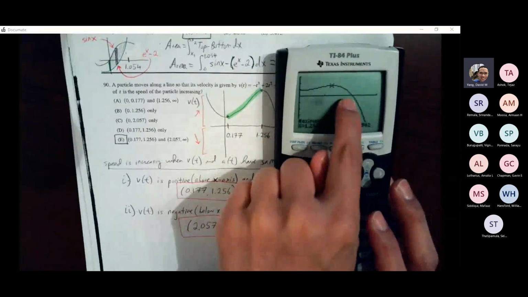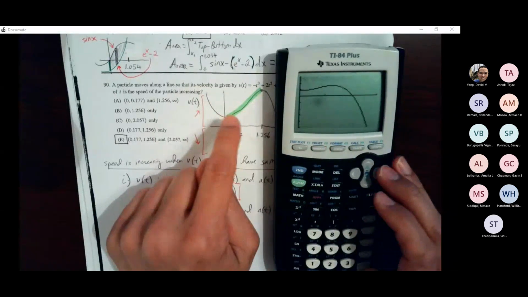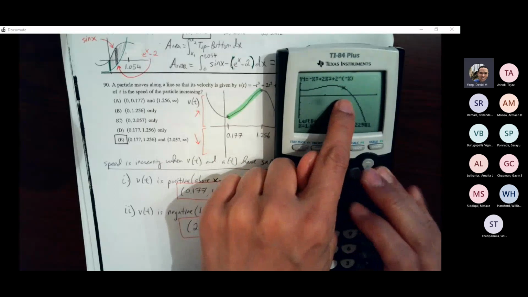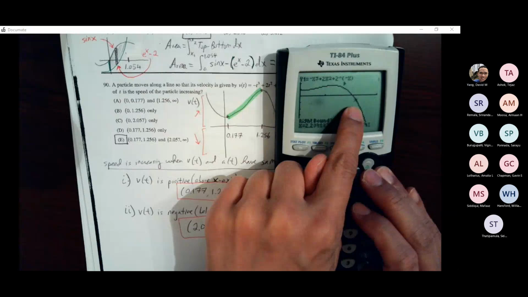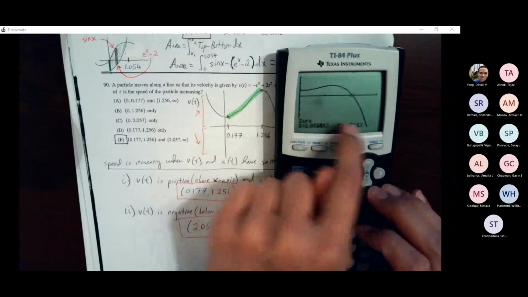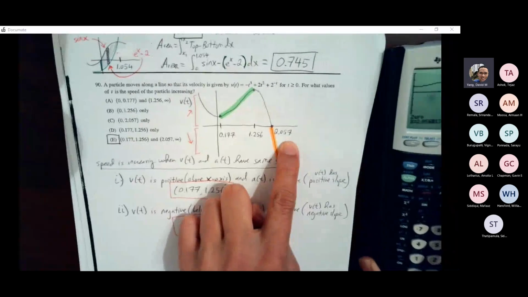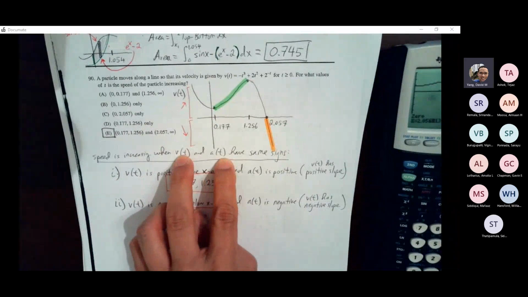And I also need to find the x-intercept. So x-intercept, second trace, 0. Pick a point to the left, hit enter. Pick a point to the right, hit enter. 2.056 or 2.057. Okay, so speed is increasing when velocity and acceleration have the same sign.